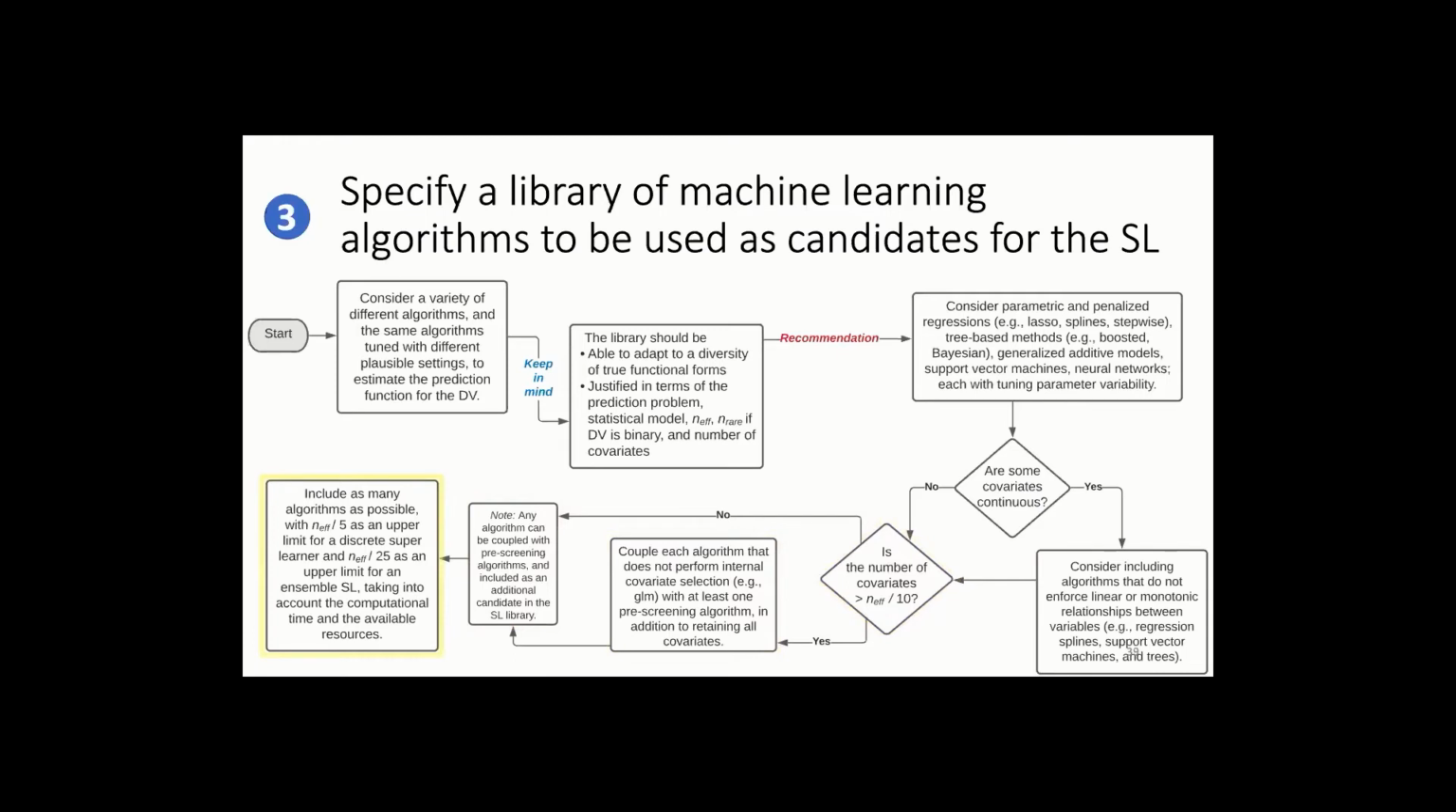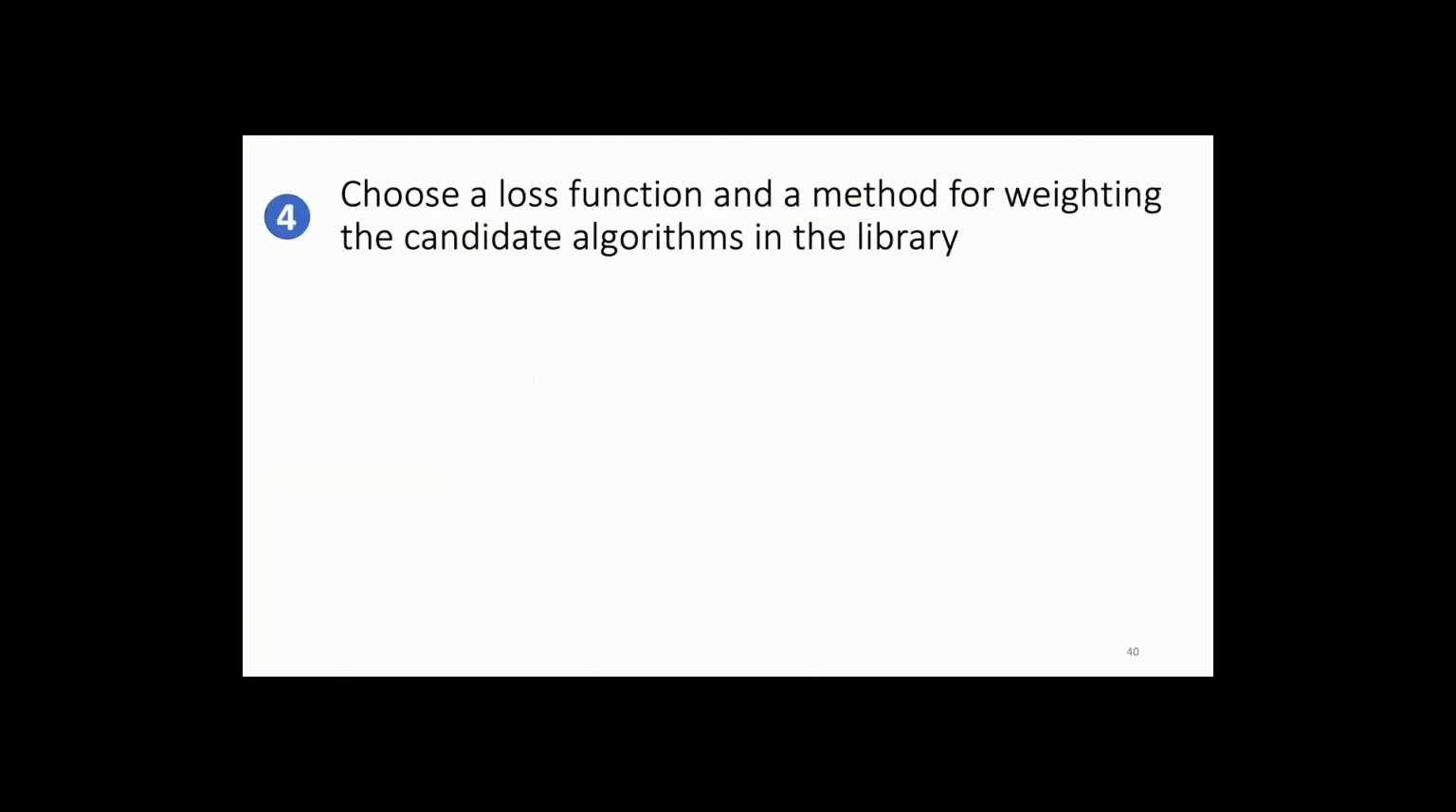Okay, finally, including as many algorithms as possible is recommended, with the effective sample size divided by 5 as an upper limit for the discrete superlearner, and the effective sample size divided by 25 as an upper limit for an ensemble superlearner, taking into account the computational time and the resources that are available. We have a higher upper limit for the discrete superlearner because it is less prone to overfitting than the ensemble superlearner. And the ensemble superlearner will create this weighted combination, so it adds to the diversity of the algorithm. Okay.